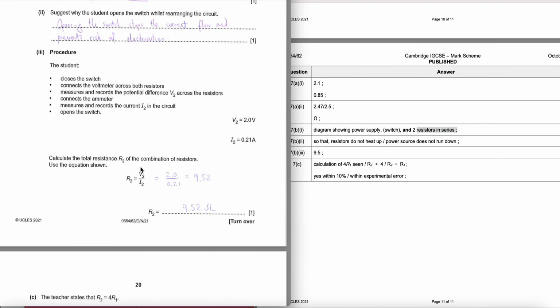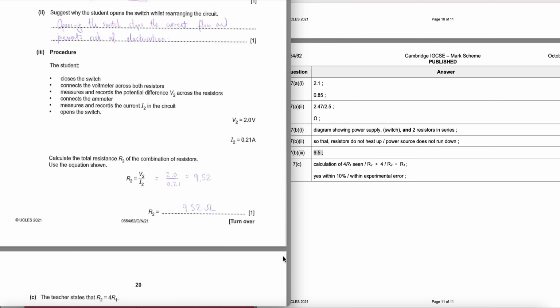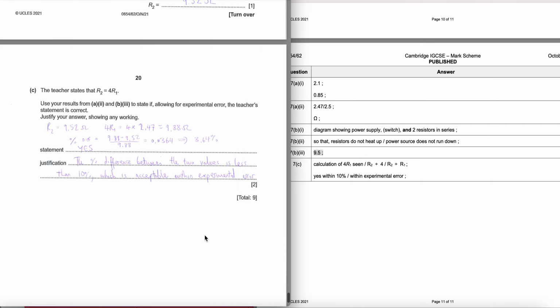We're then asked to calculate the resistance again, for a second time. R2 equals V2 over I2, and then we've got 9.52 ohms. The answer here is 9.5. You'd be fine with either, do not worry about that. And then finally, we're asked to compare our answers, and this is the crunch.